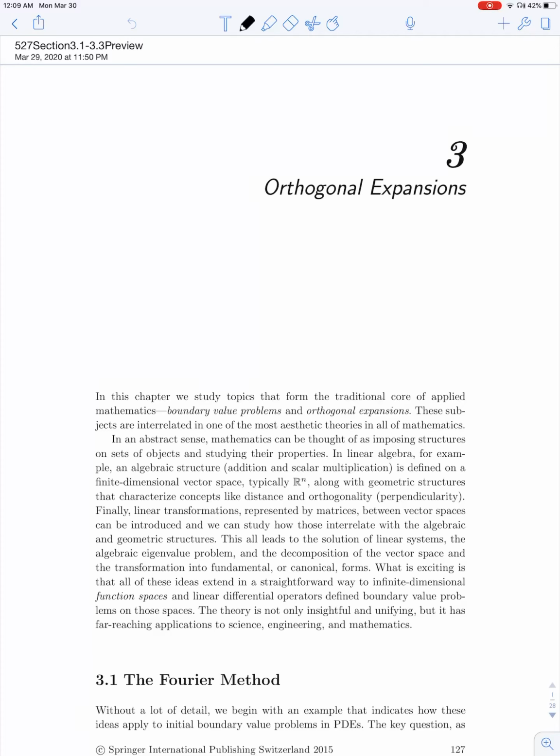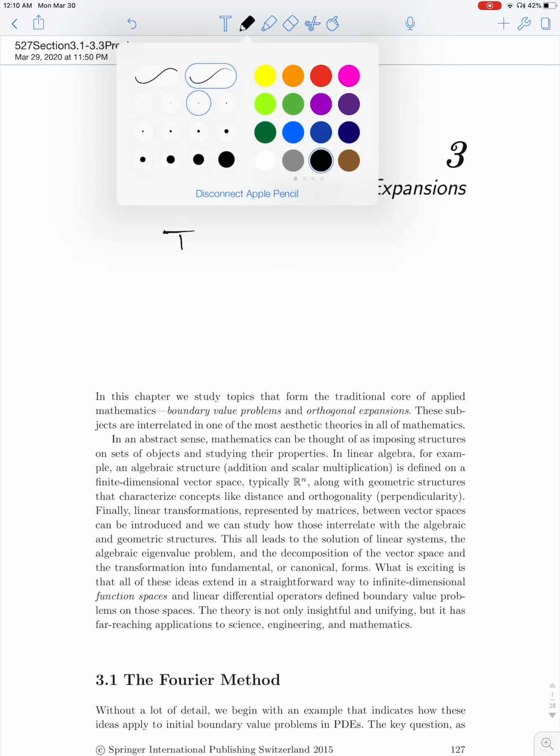Okay, so this is a brief review of chapter 3. The main theme of chapter 3 is about orthogonal expansion. So the idea is actually kind of similar to what we learned in Taylor expansion. So remember, in a Taylor expansion, let me use a red pen.